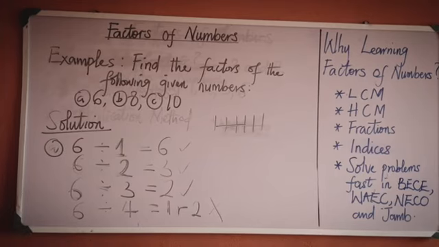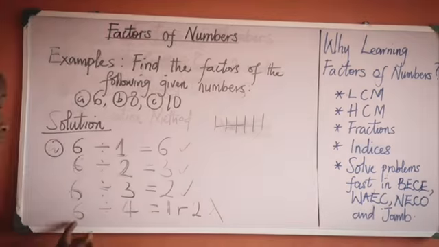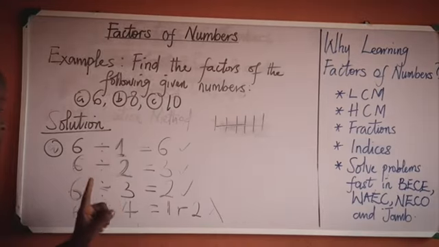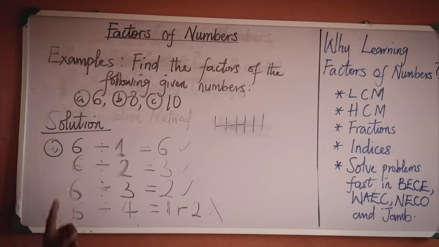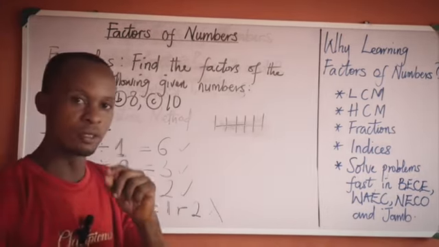Now, as we move ahead to the next number, for instance 6 divided by 5, you discover that 5 is not a factor of 6, because 5 divides 6 1 time and there will be 1 remainder. This is the secret. This is what you need to know.